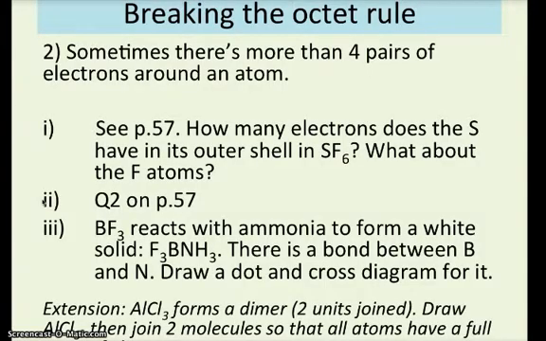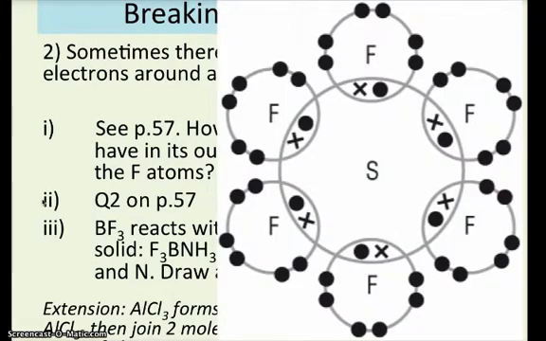Sometimes you end up with an atom that has more than 4 electron pairs in it. So if you look at page 57 in the textbook, if you look at SF6, then you've got an example there of sulfur with 12 electrons, 6 bonds. So again, things that break the rule.